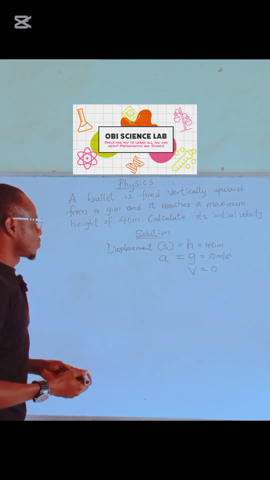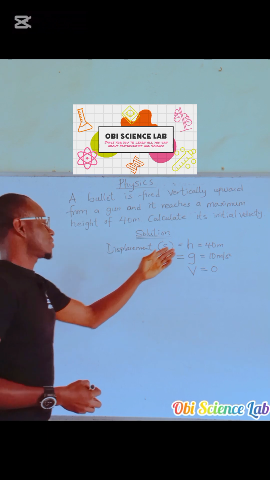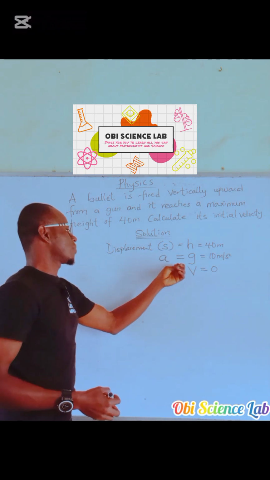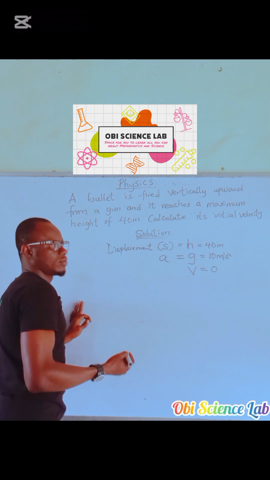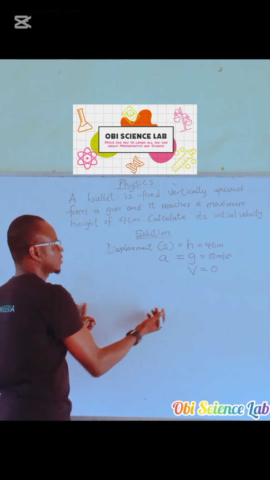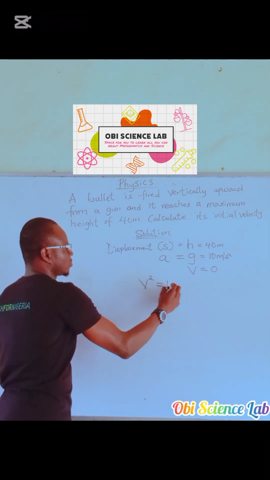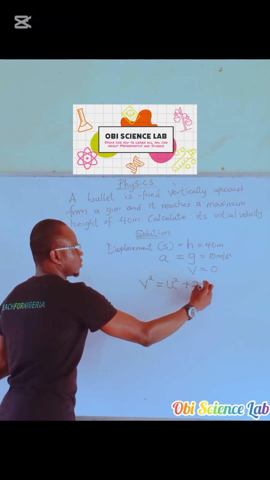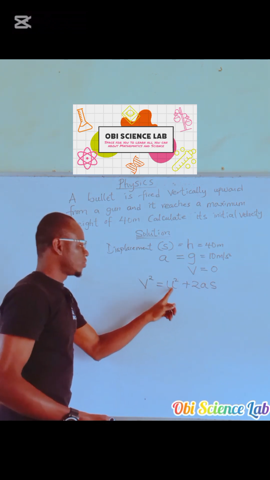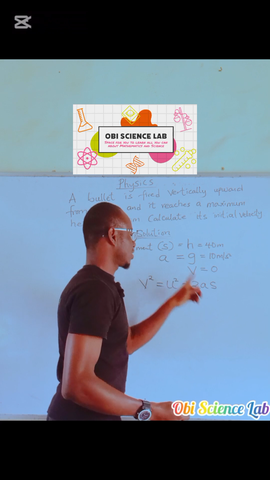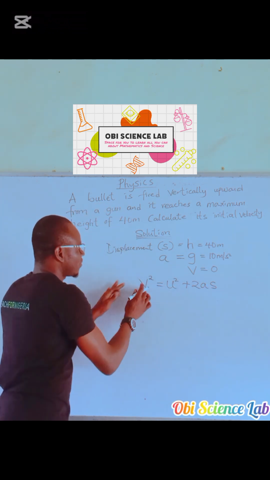So moving forward, we will now have to get an equation that will help us address this. We are given distance, that is displacement, and we have an acceleration identified, and we also have velocity. So the equation that will help us out here will be the equation of motion under uniform acceleration, which says that v squared is equal to u squared plus 2as, where v is the final velocity, u is the initial velocity, a is the acceleration, and s is the displacement. Having identified this equation, our v we know is 0.